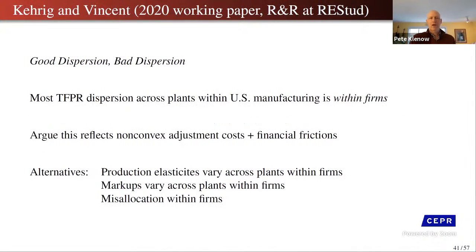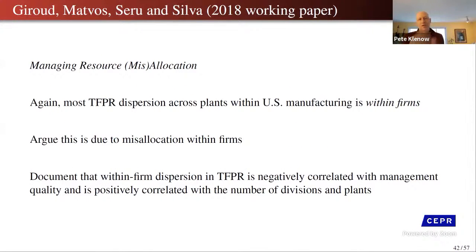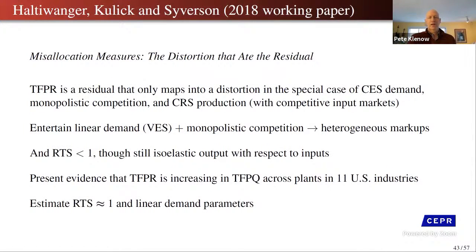Okay, so I already mentioned the Carrig and Vincent, I think. And this is a paper by Amit Saru that's talking about whether this dispersion in TFPR, not just in the average product of capital, but in TFPR more generally across plants within the US, may be due to misallocation. Maybe that may be due to problems with management of multiple locations and divisions. I think I'll stop there. And well, maybe one other thing before I open up for questions, because this I think is a nice example.